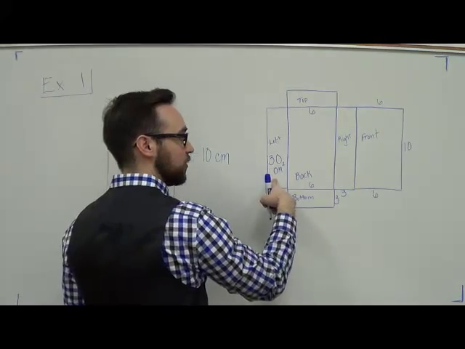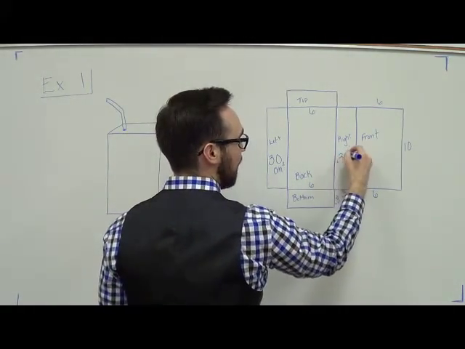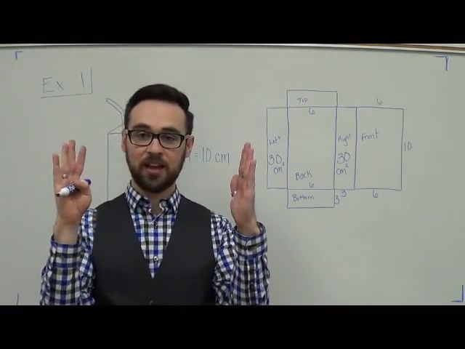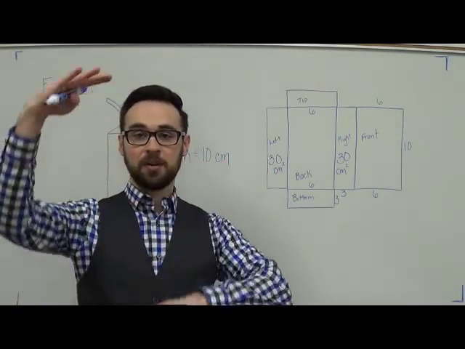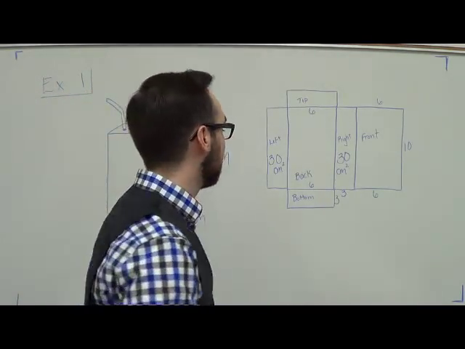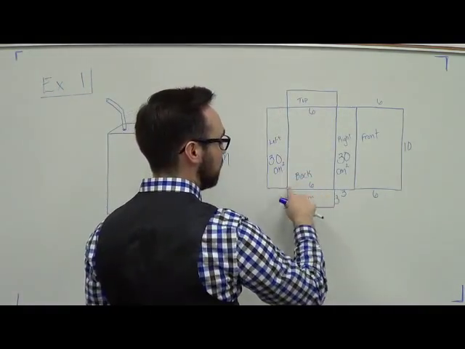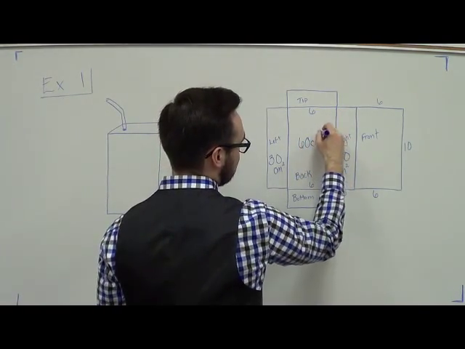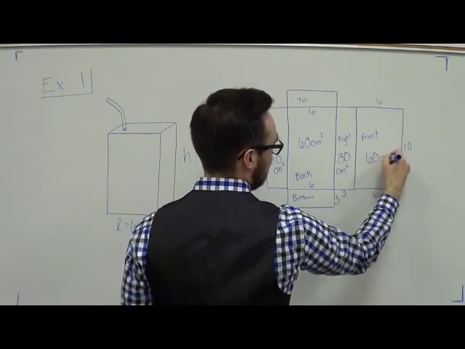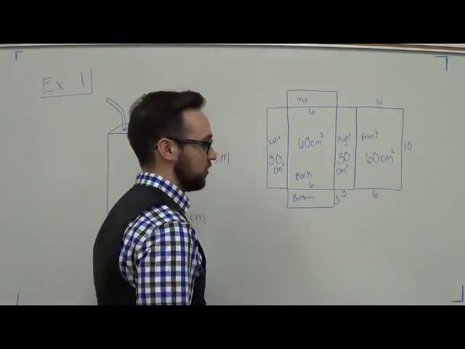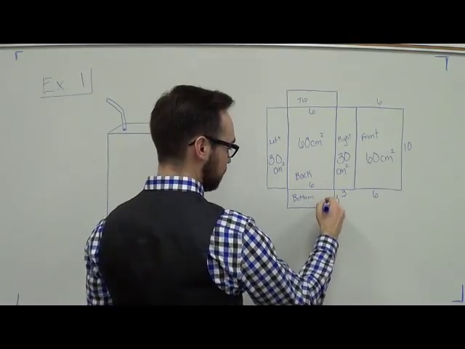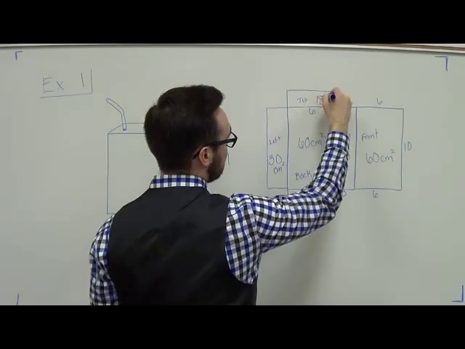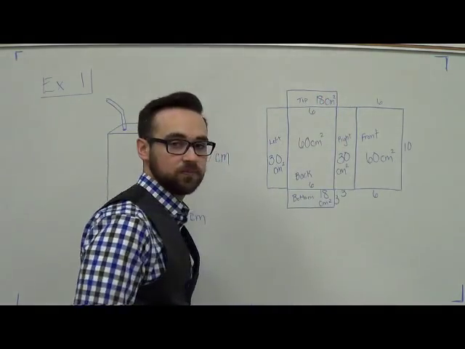Well, if the left is 30 square centimeters, the right also matches at 30 square centimeters, because those two are exactly the same. The front and the back are going to be exactly the same. The top and the bottom are going to be exactly the same. So once I figure out the back, which is 6 this way, 10 this way, this is 60 square centimeters. That means the front is also 60 square centimeters. Well, this is a 3 by 6, so this is 18 square centimeters, which means that this is 18 square centimeters.